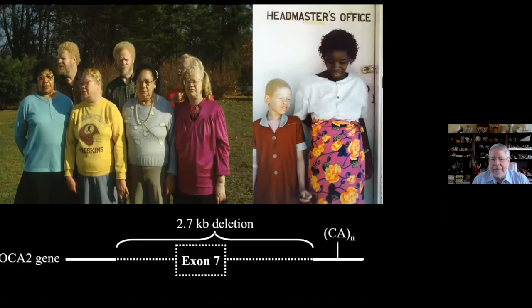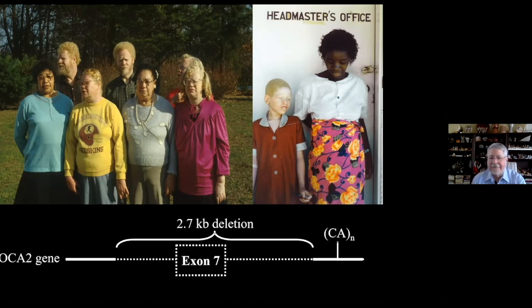So this is a family that I've studied over the years. And in this family, what I found was that they had a missing bit of the OCA2 gene that led to albinism in this family, shown on the left. At the same time, I was looking at populations in Africa and actually found the exact same genetic change in populations in Africa, shown here, a little girl from Zimbabwe.